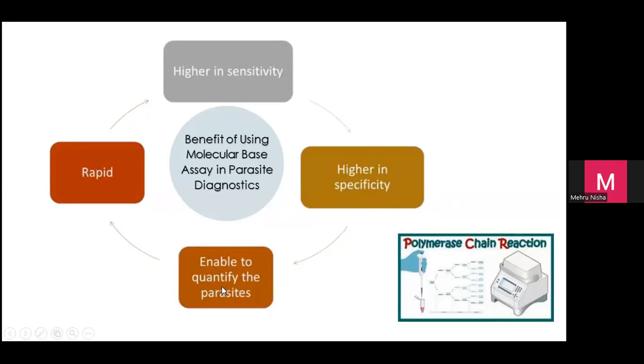Enable to quantify. Okay. So let's say sekarang you ada pesakit. Okay, dan kita nak tahu pesakit ni dia ada berapa quantity of parasite dalam tubuh badan dia. You cannot do that with microscope. Sebab microscope you cakap okay yes or no.